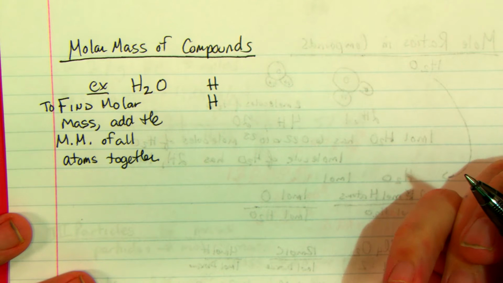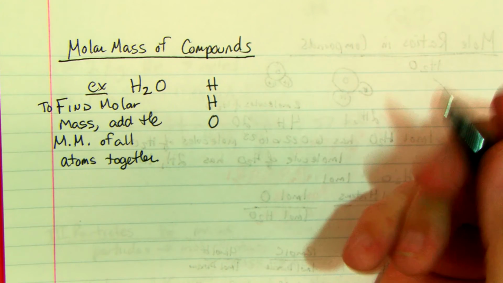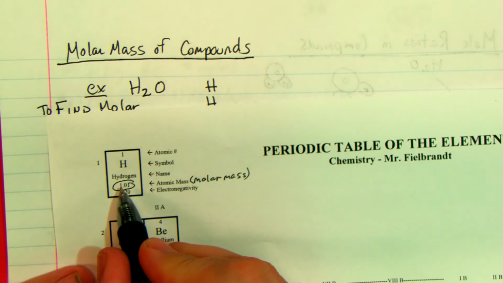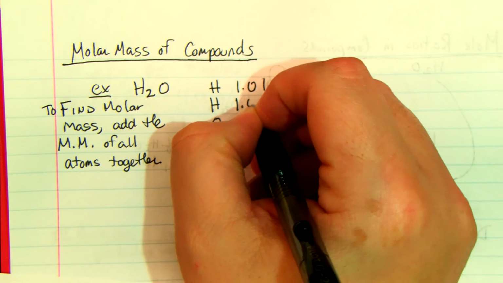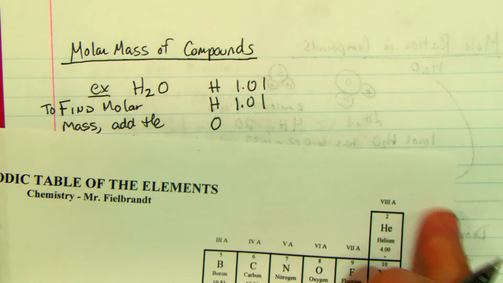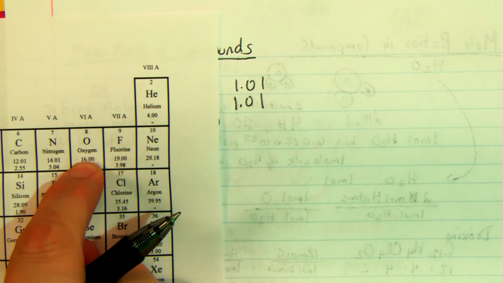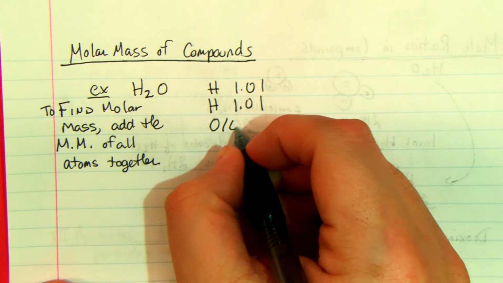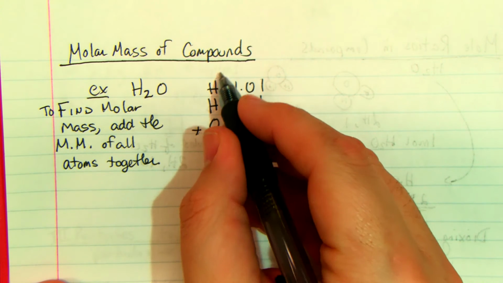H and H. How many oxygens are there? 1. Now, we could go to our periodic table. Hydrogen, what's the molar mass of hydrogen? 1.01. So 1.01 and 1.01. Now, what's the molar mass of oxygen? 16.00. So 16.00. Add them up. 18.